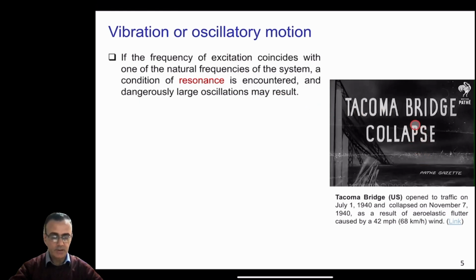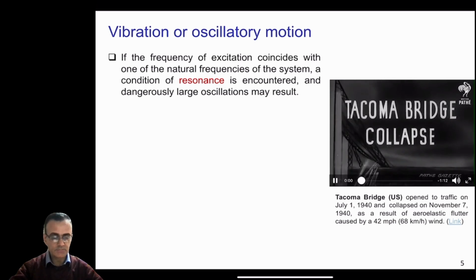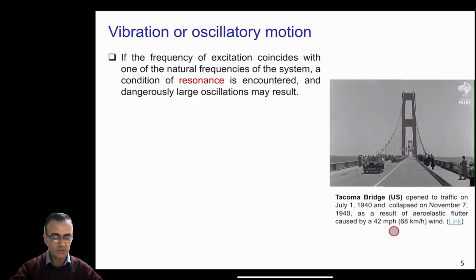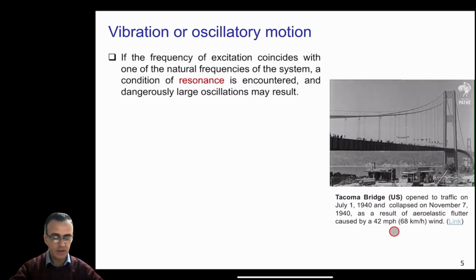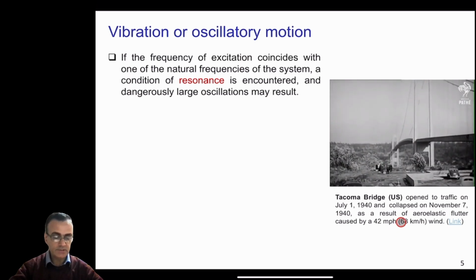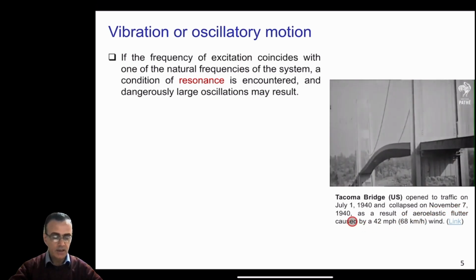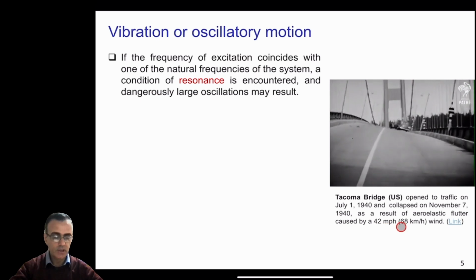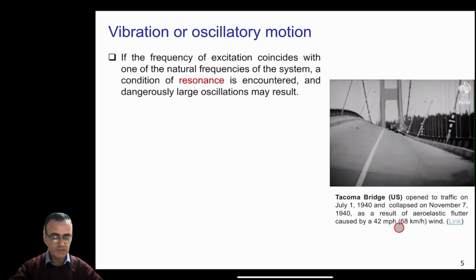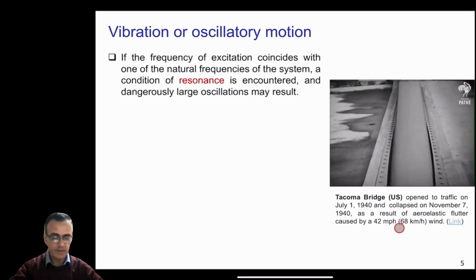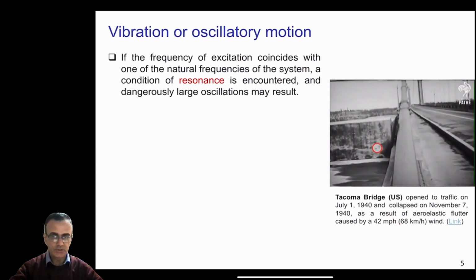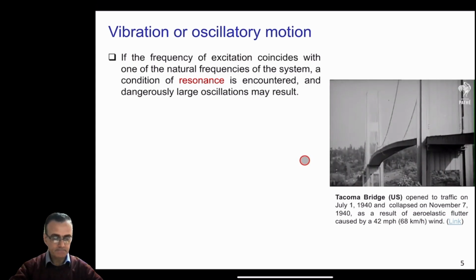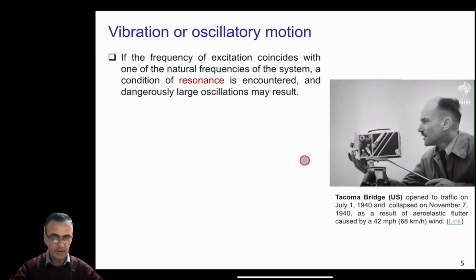So, as you can see in this video here, this is the video of the Tacoma Bridge, which was opened to traffic on July 1st, 1940, in the US, and collapsed on November 7, 1940, as a result of aeroelastic flutter caused by wind of 42 miles per hour. As you can see, this bridge is vibrating, and this is due to resonance. And then you can see how the bridge is vibrating here.